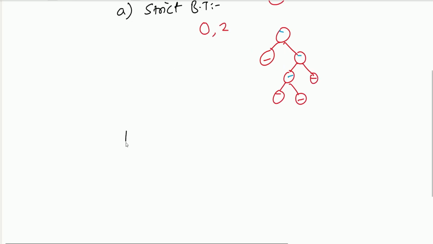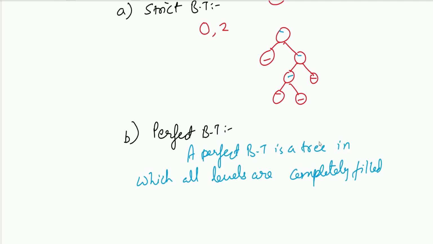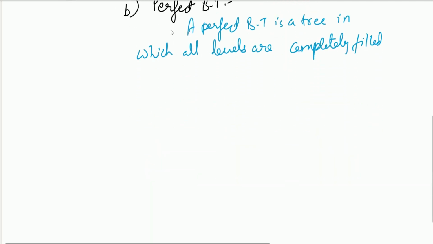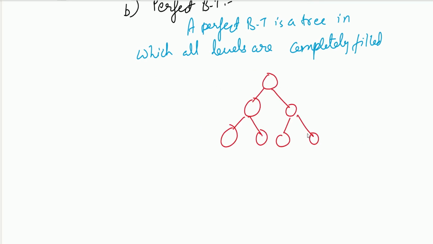Then there is another form of binary tree which is known as perfect binary tree. A perfect binary tree is a tree in which all levels are completely filled. So if we take an example, this is an example of a perfect binary tree. Every level is completely filled. One more thing we need to see is that in a perfect binary tree, if n is the total number of nodes, then the ceil of n by 2 nodes will be present as leaf nodes, and the floor of n by 2 will be the internal nodes.